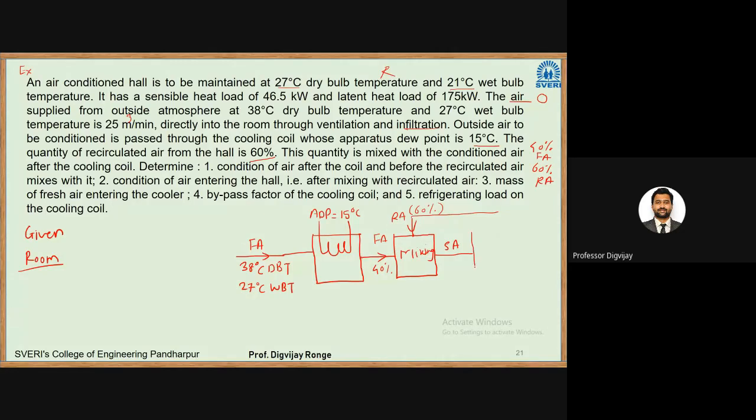This supply air is passed to a hall. So there is a conditioned hall, which is to be maintained at room condition of 27 degrees Celsius DBT and 21 degrees Celsius WBT. Okay, so outside condition is given, coil ADP is given, mixing percentage is given, then supply air is passed to the hall. This room condition is to be maintained.